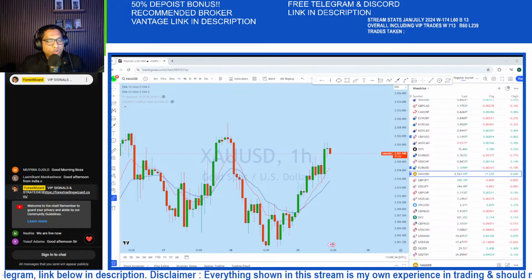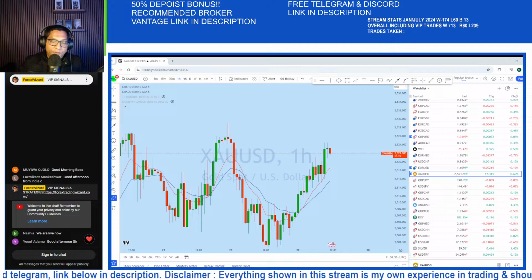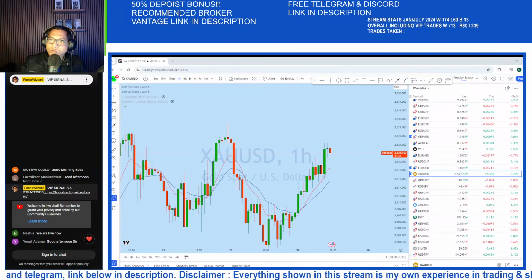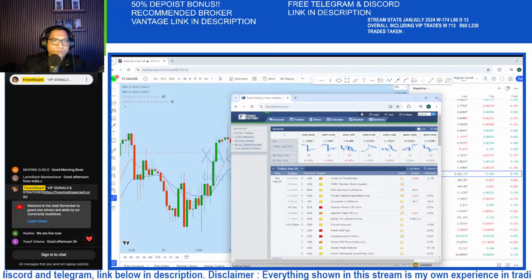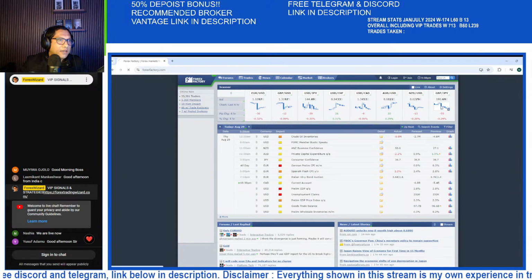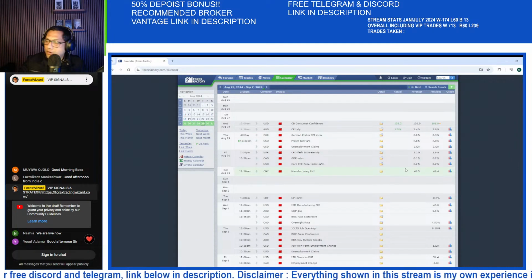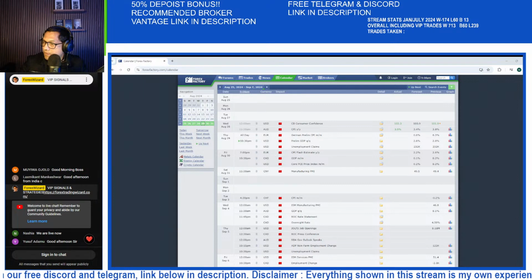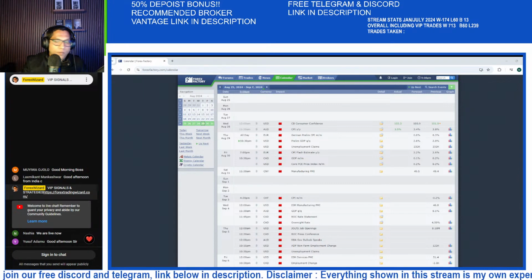Thursday, also news day, GDP coming. So looking at the calendar, what you can see here on the calendar, this is the calendar, and in this calendar we will be looking at coming up preliminary GDP and unemployment claims.